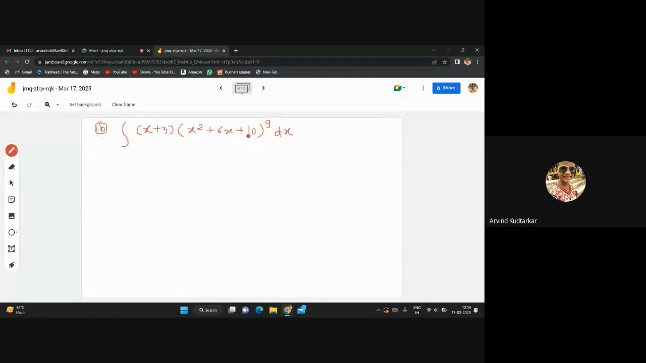Now here the process seems lengthy. There are two ways. One is to expand and then find the multiplication with x plus 3. But that job is lengthy. So instead of that, we can simplify by using substitution. So what substitution are you applying to get the solution in simplified form?